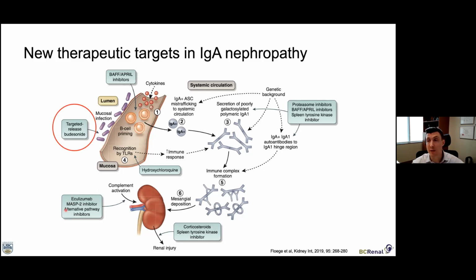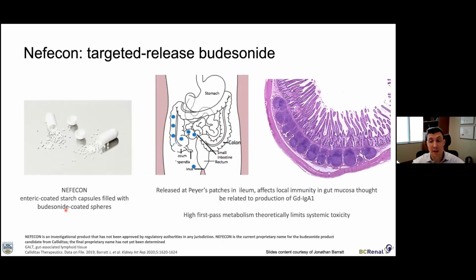So first, let's talk about targeted release budesonide. These slides are courtesy of Jonathan Barratt, and we'll talk about his contributions a little bit later. But Nefecon is the previous name for targeted release budesonide. Budesonide is a steroid. It is put into these little spheres that are then put into a capsule. And the reason for that is it delays the absorption of budesonide when you swallow it down to the distal end of the small intestines or the very early part of the bowel. And this is where the immune system is present that we think produces these abnormal IgA antibodies that are part of the disease process of IgA nephropathy.